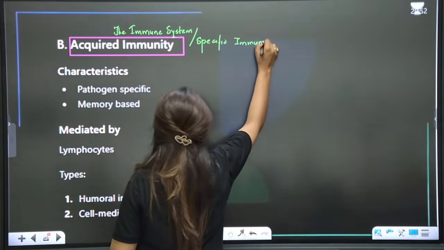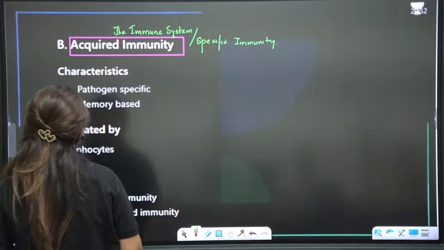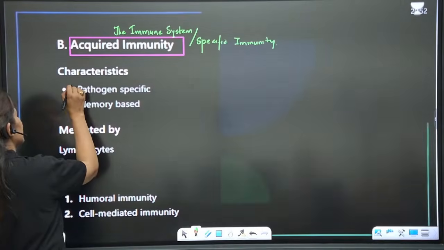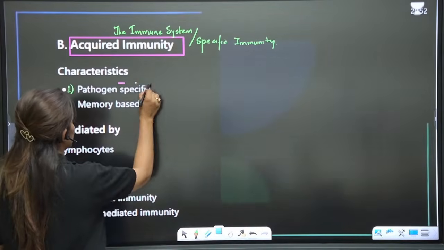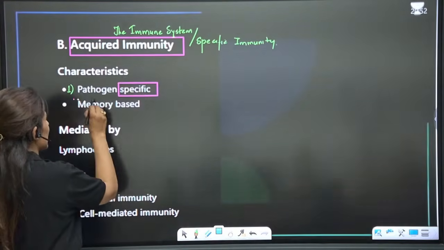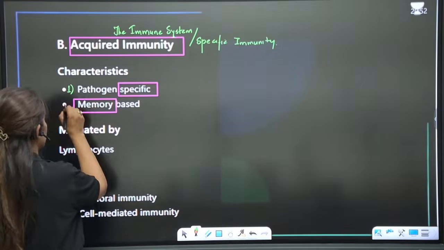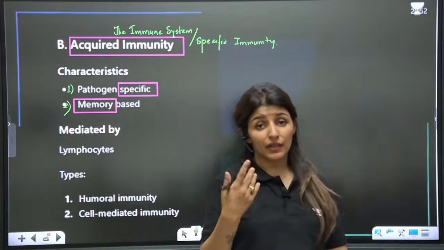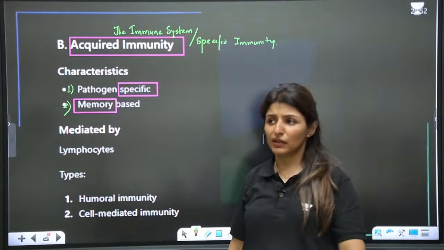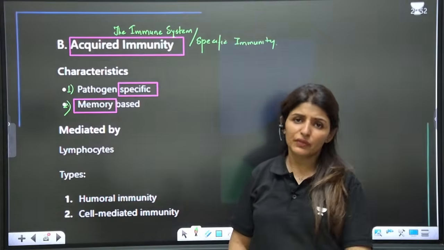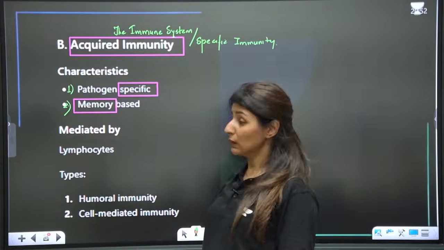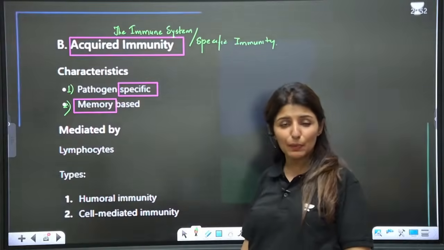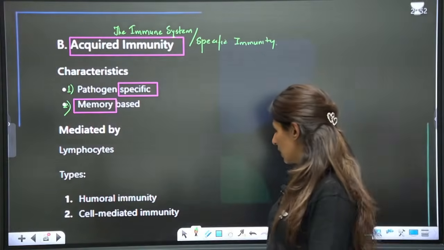So there are certain features of this acquired immunity. Number one, it is very, very specific. Number two, it has memory. This is a very important feature. If there were no memory, then the same pathogen could attack us multiple times and there would be no use of these vaccines. Vaccines won't be of any help. Vaccines are purely based on this property of our immune system.